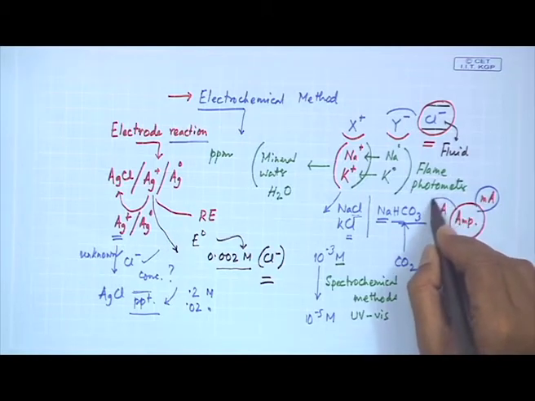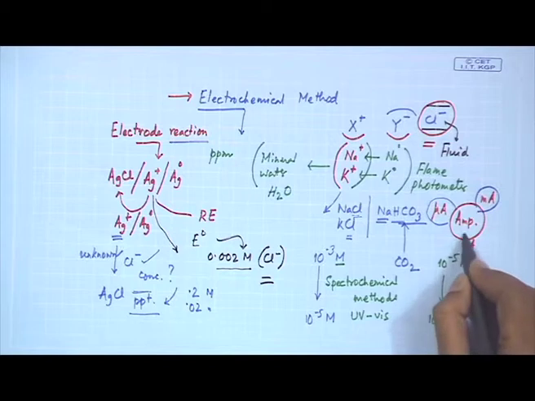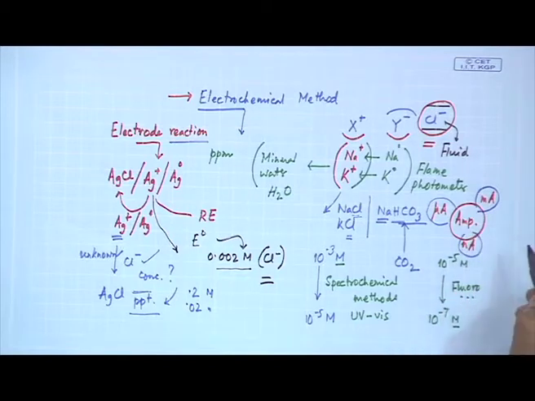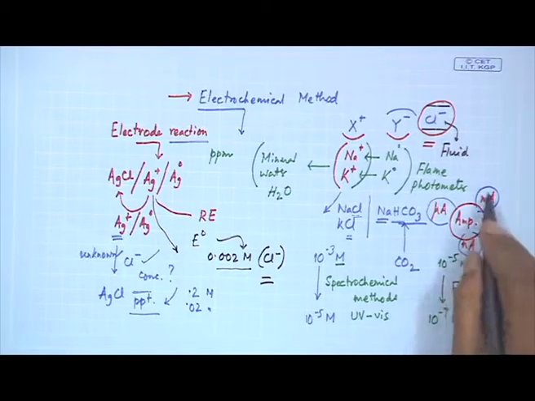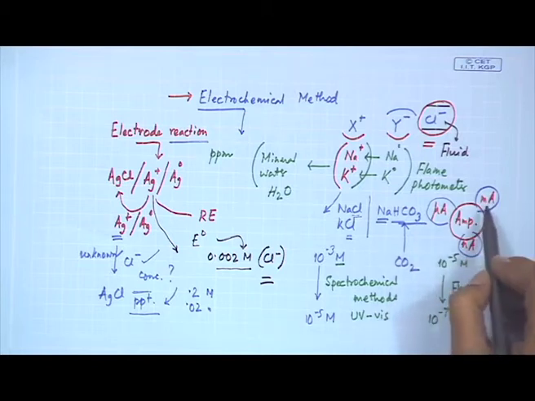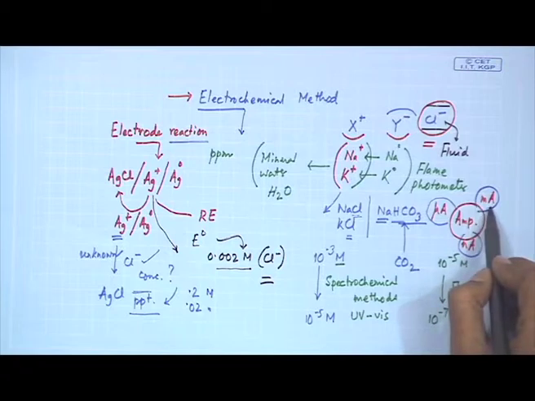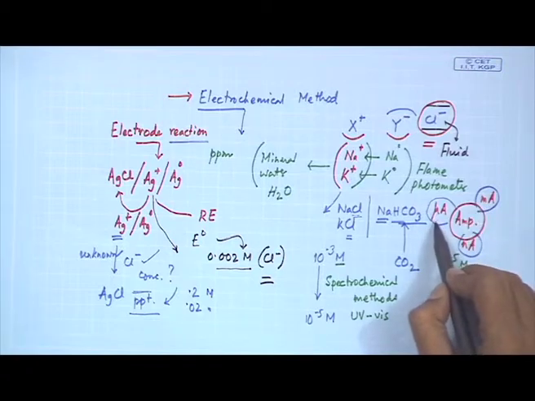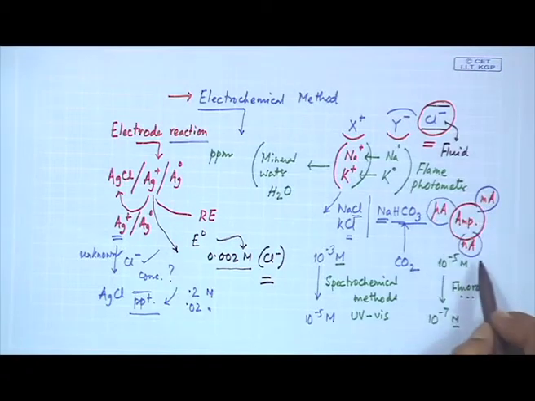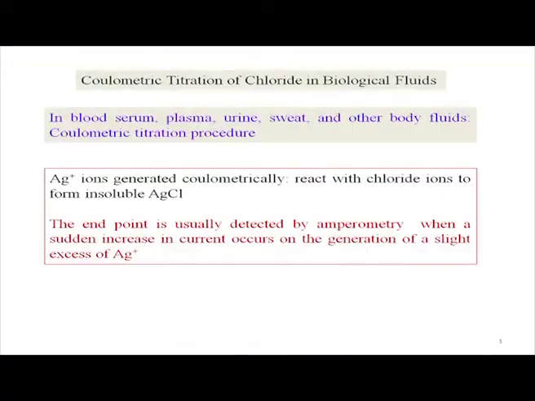So, milliampere to microampere and then microampere to nanoampere you can handle, because these are all concentration dependent. At a certain concentration you get a current in the milliampere range, in other cases in the microampere range, or you can go down to the nanoampere range. So, the detection of this current by the amperometric method is useful when a sudden increase in current occurs.